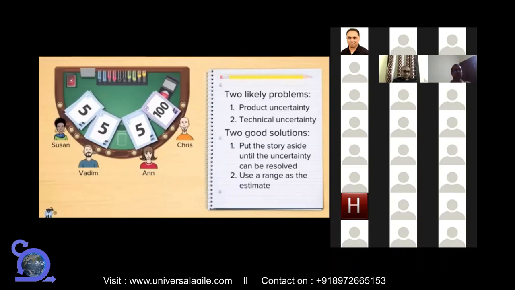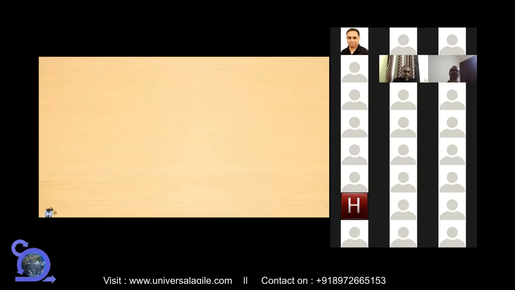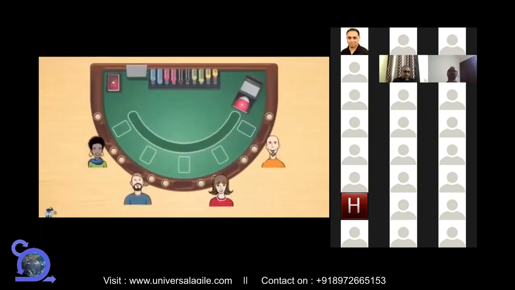If team members ask the product owner what type of bear, koala bear or grizzly bear, and the product owner can't say, your best option is to write down 5 to 100. One challenge with relative estimating is how to get started.